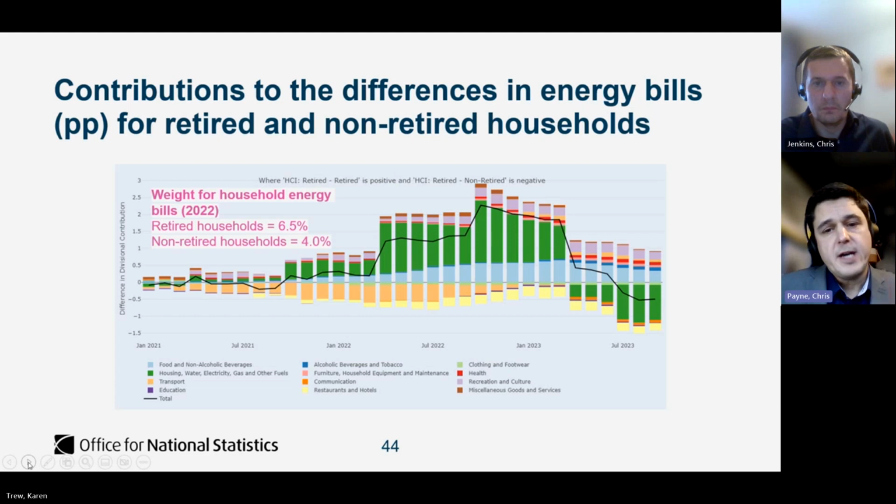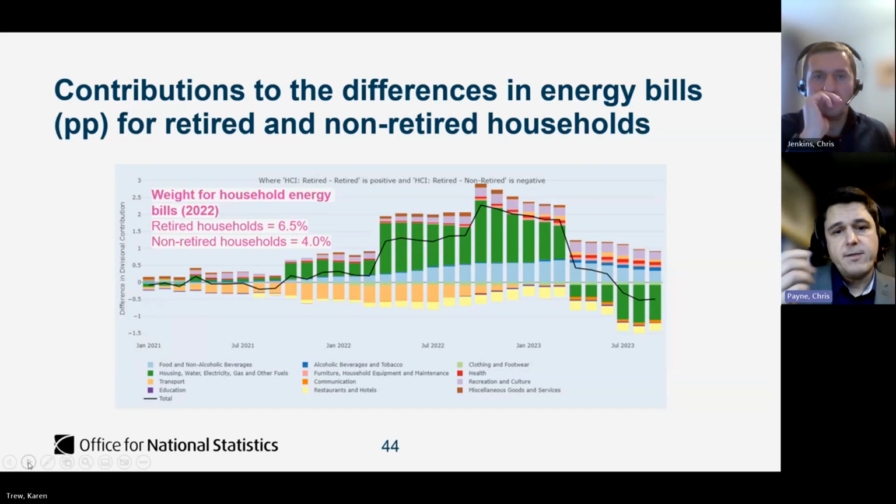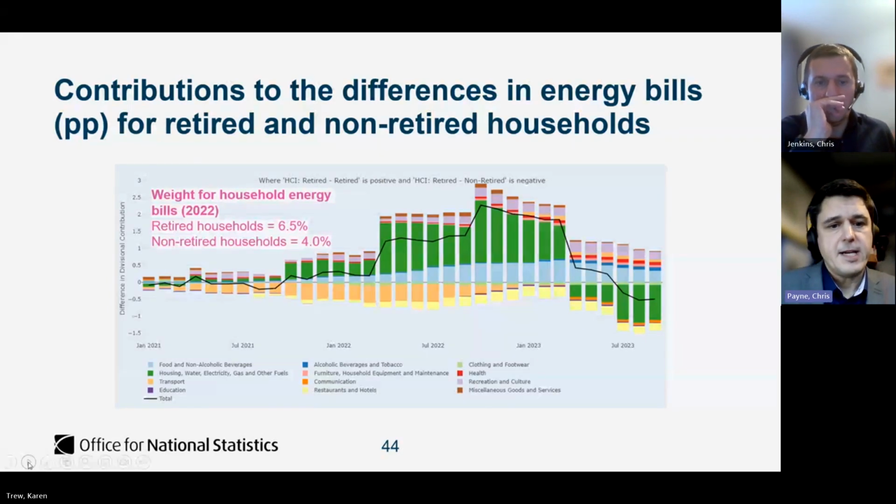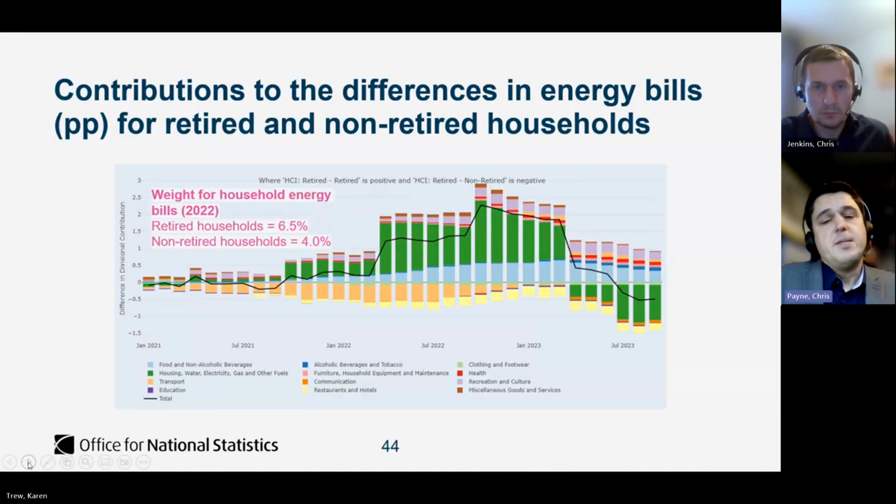So looking at that impact from energy bills, the chart shows that up until December 2022, the contribution from energy bills for retired households was much bigger than for non-retired households, and that's what pushed their inflation rate up relative to the inflation rate for non-retired households. And the reason for that is because energy bills reflect a much bigger proportion of the basket for retired households.